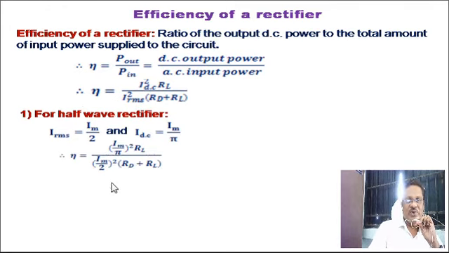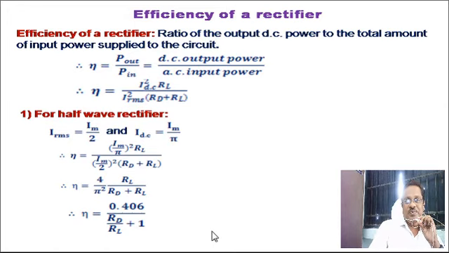Therefore, eta will be equal to IDC, which is Im by pi, so it will be Im by pi square into RL, divided by IRMS square. IRMS is Im by 2, so it will be Im by 2 square multiplied by RD plus RL. Therefore, Im square will get cancelled. This is pi square, this is 4. 4 will go in the numerator place, so it will be 4 divided by pi square into RL divided by RD plus RL.